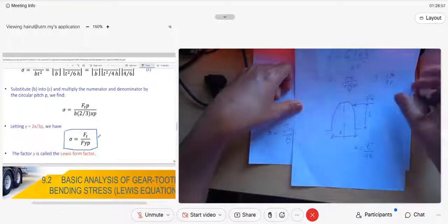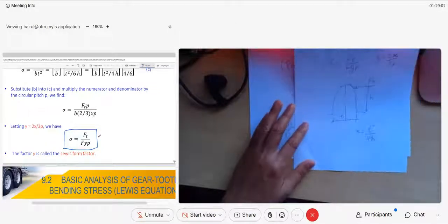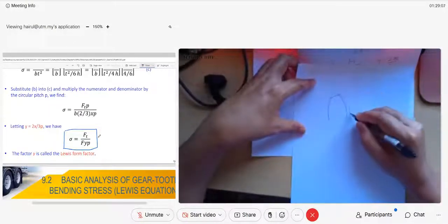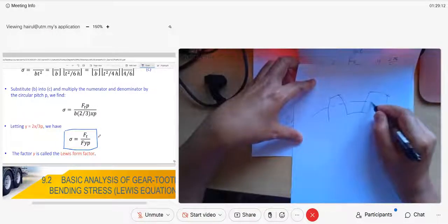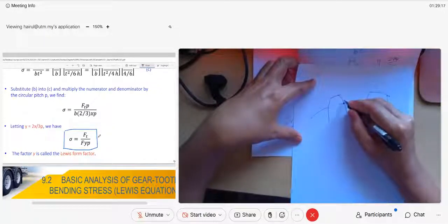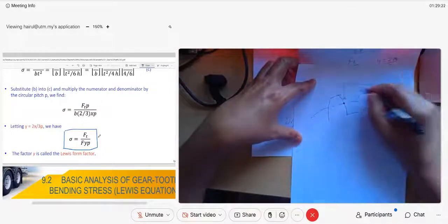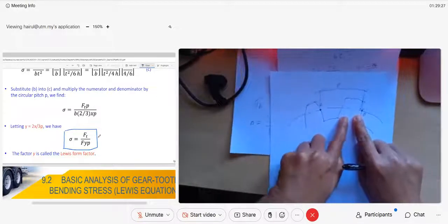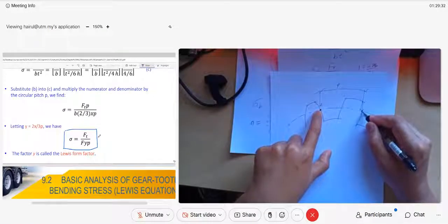What is circular pitch? If you remember in your nomenclature of gears, look at your gear and the next gear tooth. This is the pitch circle of your gear. Circular pitch is the distance from this point A to this point B. This is P. That is circular pitch: from one tooth to the next tooth at the same point on the pitch circle diameter of the gear.